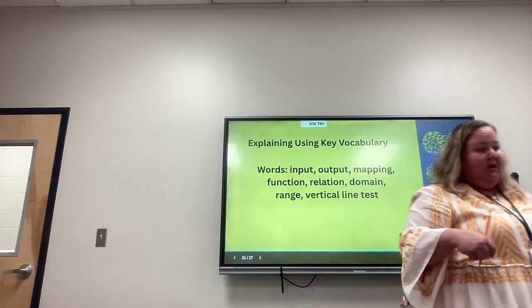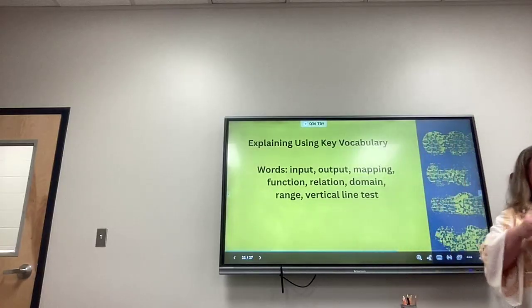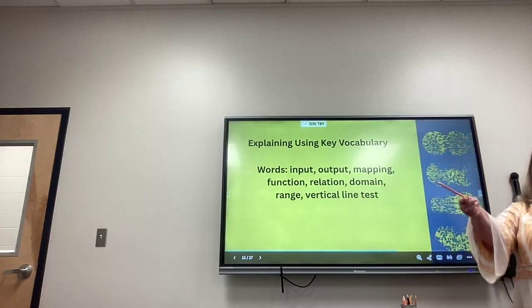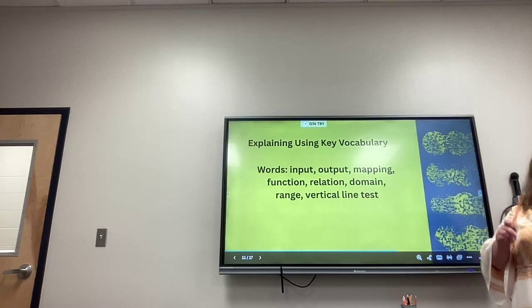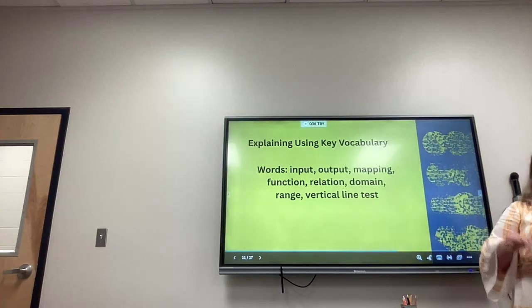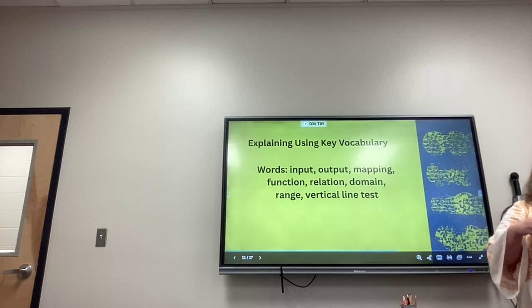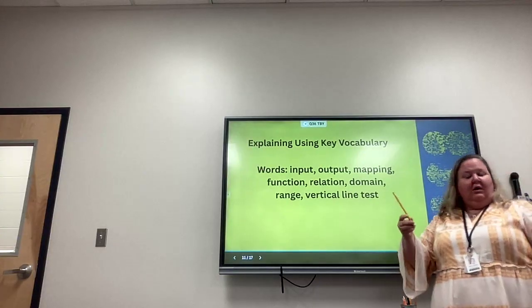Straight line on a graph. No. Wait, if it passes the vertical line test. If it passes the vertical line test, how else would I know? How would I know from a mapping? If each input had a single output.